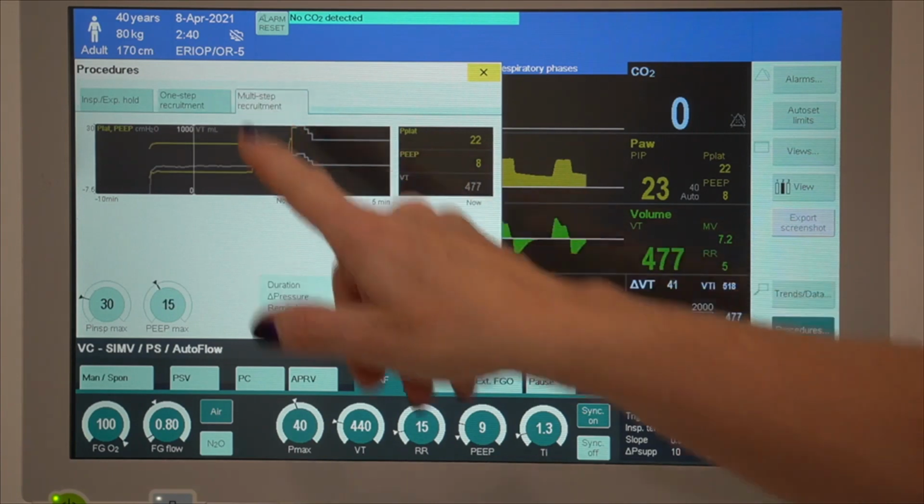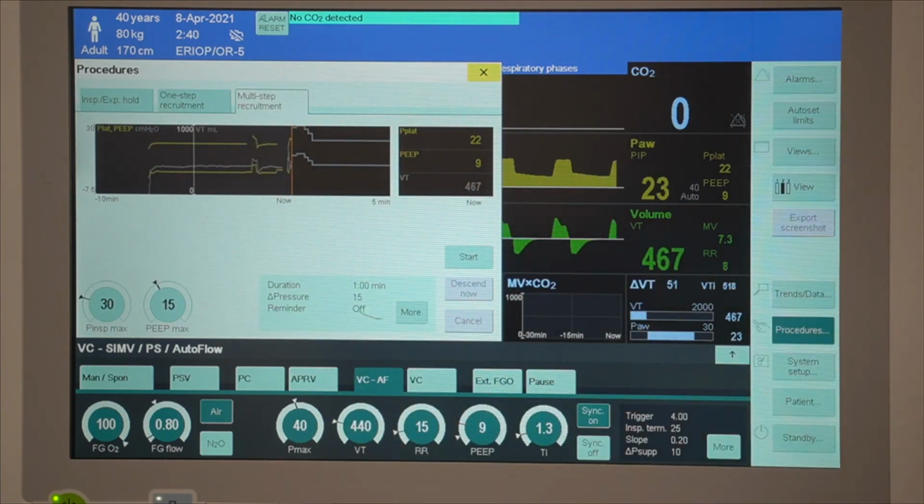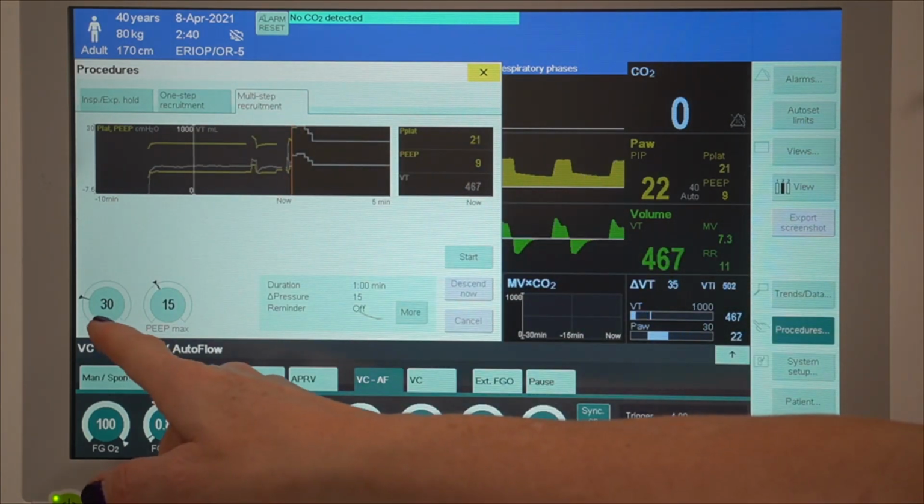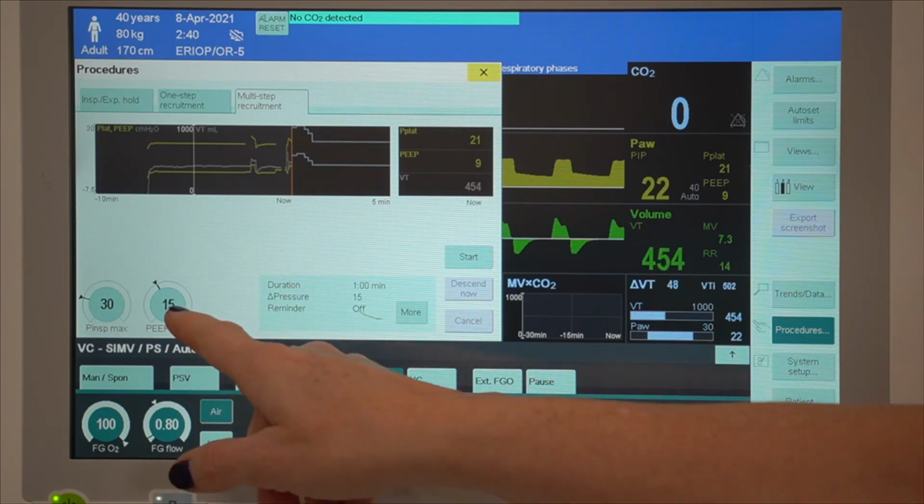Lastly, there's the multi-step recruitment. This has an inspired pressure maximum and a PEEP maximum.